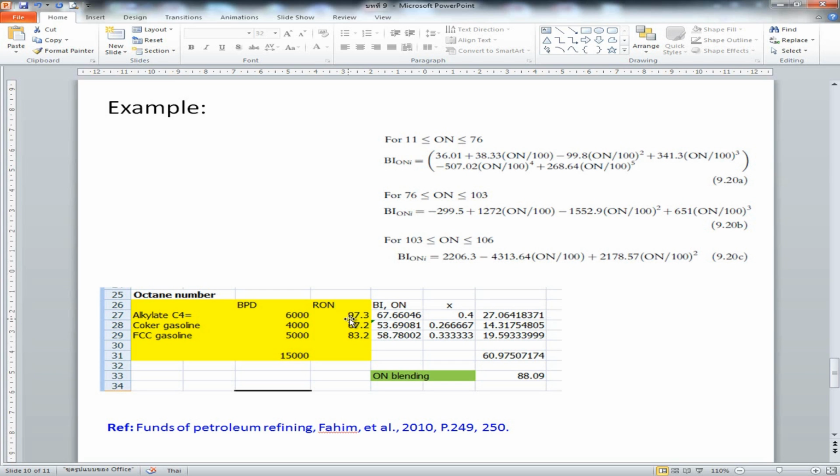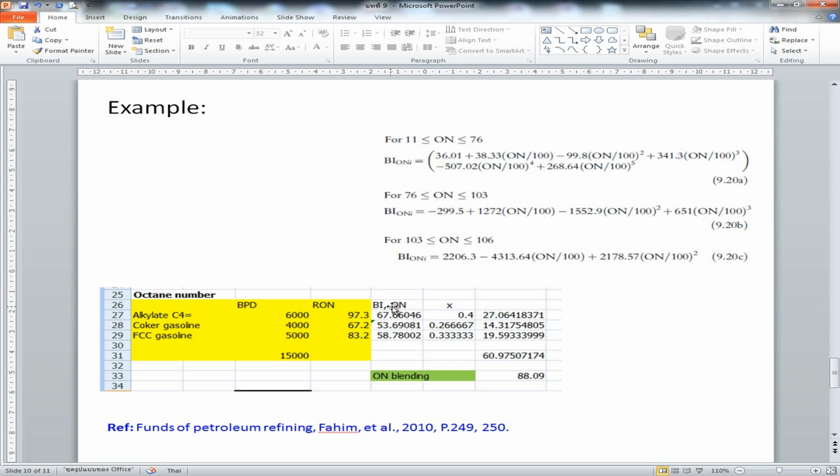first is to select what equation we're going to use. So in terms of alkylate, we need to use 9.20b to calculate the blending index. In terms of coker gasoline, this equation will be used. How about FCC gasoline? This equation will be used again.